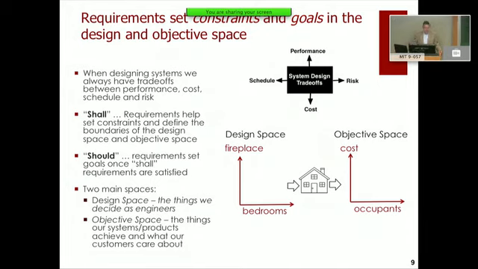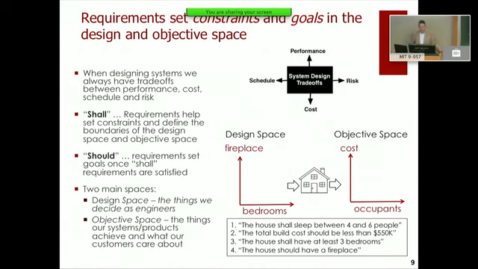So let me give you this quick example. Let's say you're setting out to design a house. What would be some requirements for a house? I wrote four of them here, and I'll map them to the design space and the objective space. First requirement: the house shall sleep between 4 and 6 people. Is that in the design space or in the objective space? That's in the objective space, right? Yeah, that's right. So here we have an axis called occupants, where 4 is the minimum and 6 is the maximum, the upper bound.